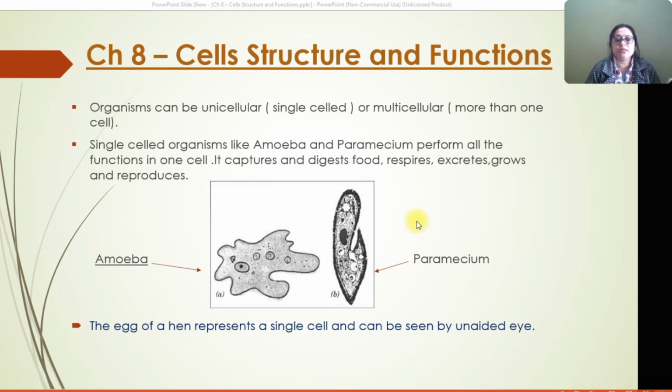One important point is that the egg of a hen is a single cell, and it is the only single cell which can be seen by unaided eye. It is a single cell.